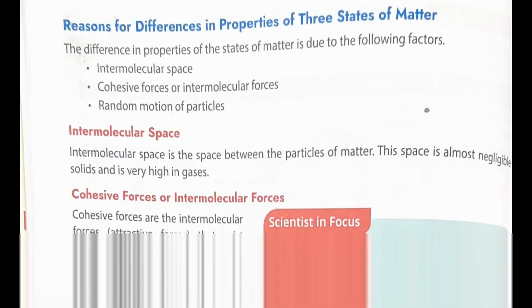Now, reasons for the differences in properties of the three states of matter. The difference in properties of the states of matter is due to the following factors: intermolecular space, cohesive forces or intermolecular forces, and random motions of particles. Intermolecular space. Intermolecular space is the space between the particles of matter. This space is almost negligible in solids and is very high in gases.